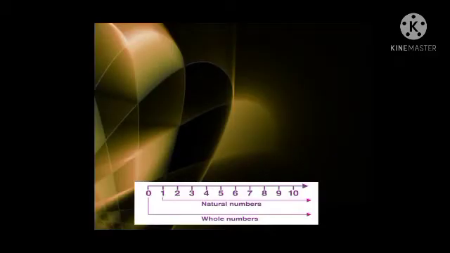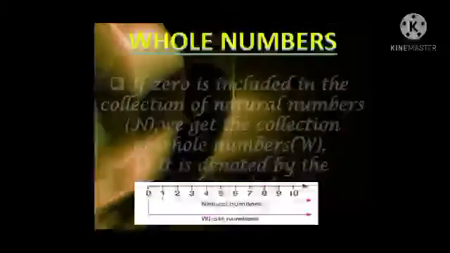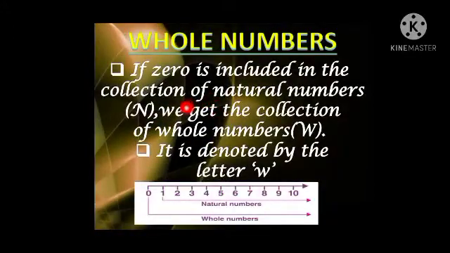In mathematics, the number system consists of all types of numbers which are used to perform various calculations. Students, natural numbers and whole numbers we have studied since our primary classes. What is meant by whole numbers? If 0 is included in the collection of natural numbers, we get the collection of whole numbers, and it is denoted by the letter W. That is from 0 to infinity. Whole numbers start with 0, 1, 2, 3, 4, 5 and it goes on.